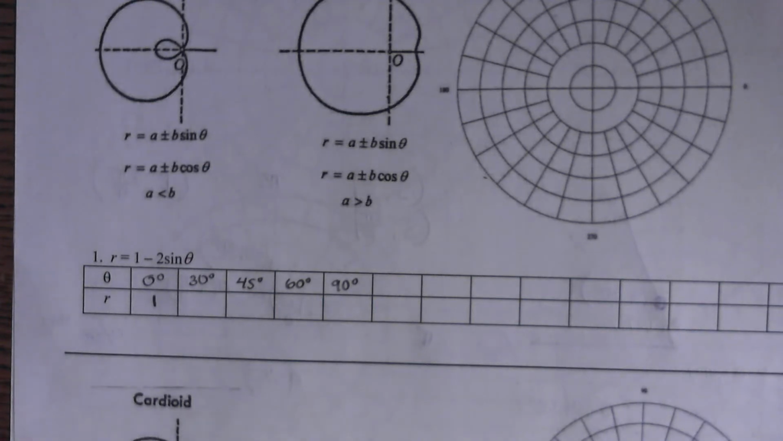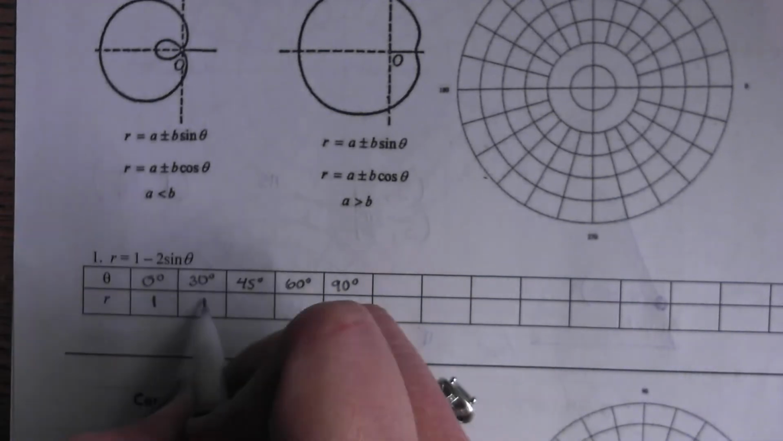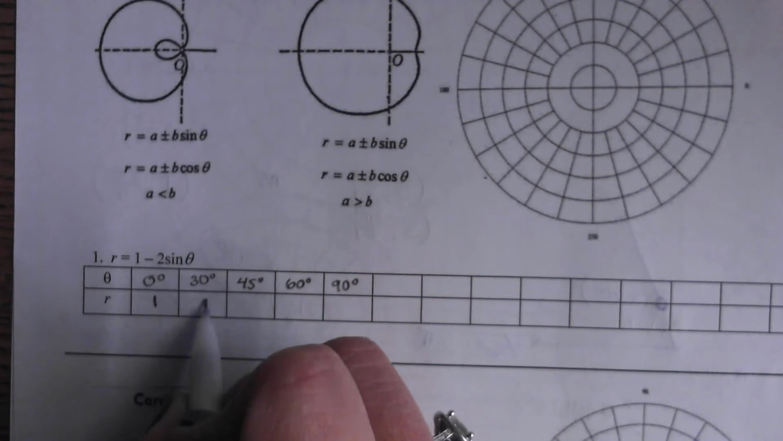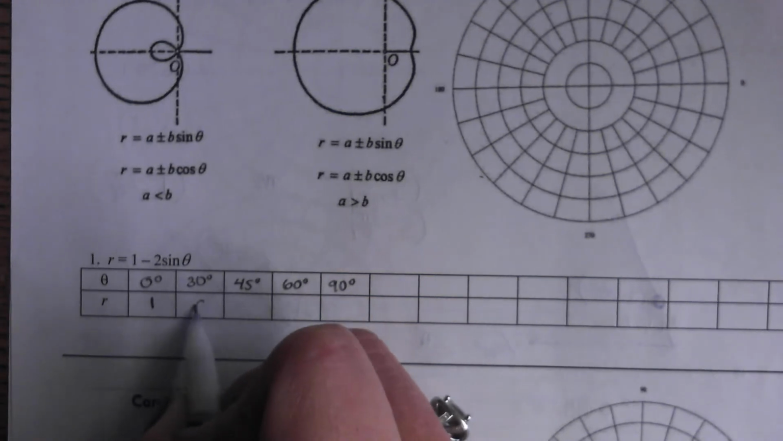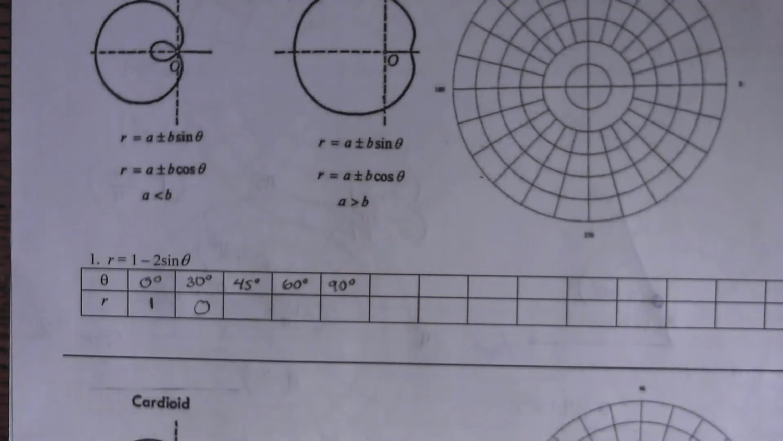I'm assuming you guys are more comfortable in degrees. Then 1 minus 2 times the sine of 30 gives you, what is it? 0.